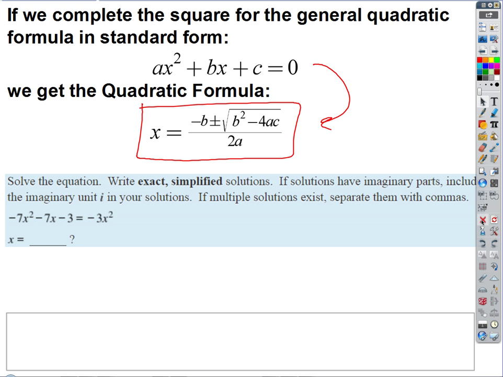Okay, so it gets a little bit easier. But the algebra comes in before we can even do the quadratic formula, we have to get to this starting point. It has to be a quadratic equation in standard form. So what are we going to do to this one? Add 3x squared to both sides.